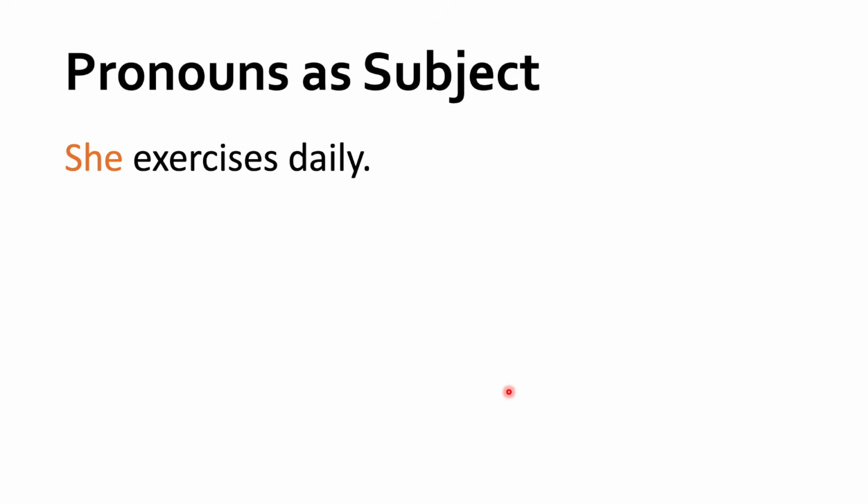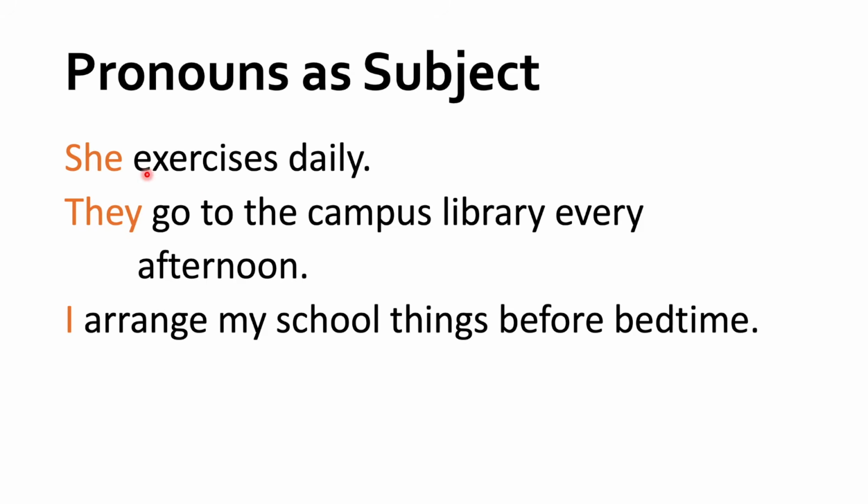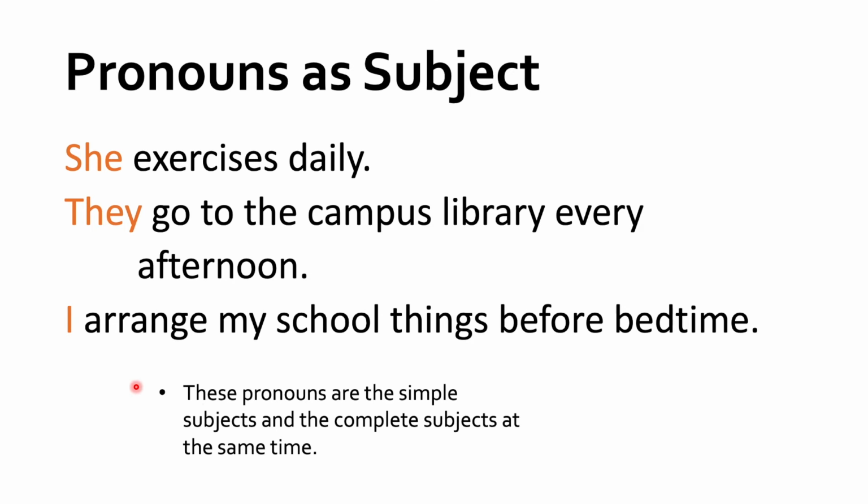Now, let's take a look at the pronouns as subject. First sentence is, she exercises daily. So the pronoun here is she, acting as the subject. In number 2, they go to the campus library every afternoon. So here the pronoun they functions as the subject. And in number 3, I arrange my school things before bedtime. So the subject here is the pronoun I. So please do not forget that these pronouns are the simple subjects and the complete subjects at the same time. Okay?